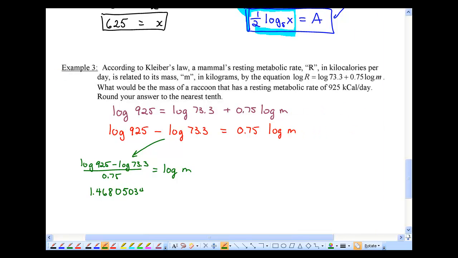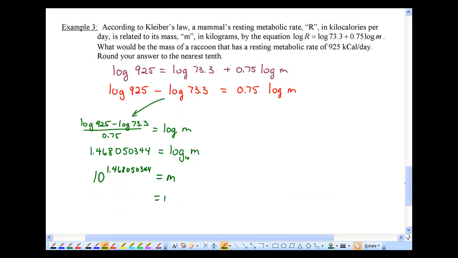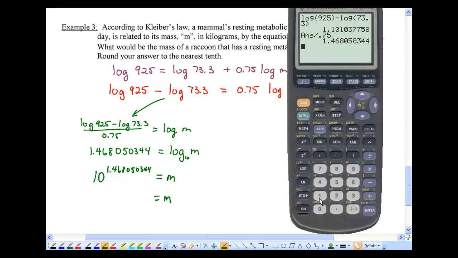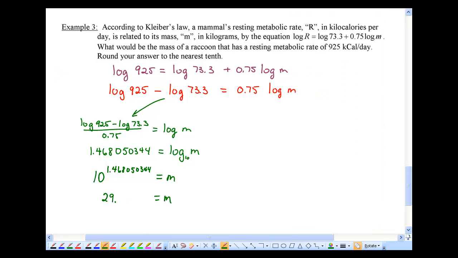This equals log m. Once again, this is log base 10 of m, so if I want to convert this into exponential form, then yeah, 10 to the power of 1.468050344 is equal to the mass of the raccoon. That, of course, being, calculator time again, 10 to the power of my answer, about 29.4 kilograms. There you go.